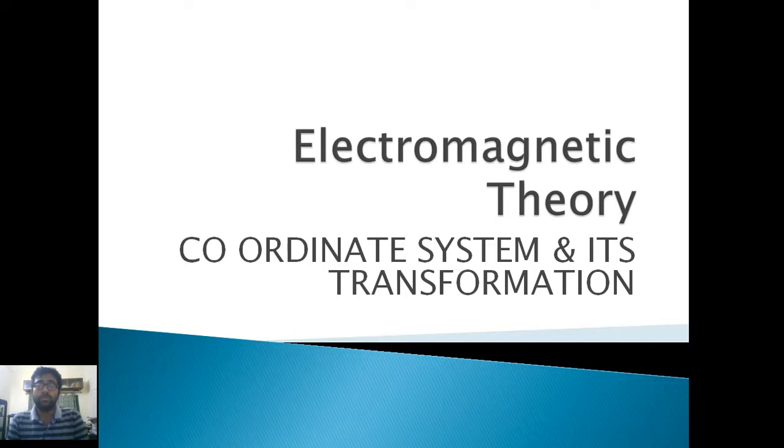Today we will be talking about different kinds of coordinate systems and their transformation. In the previous lectures I described the Cartesian coordinate system and the circular cylindrical coordinate system. In this lecture I am going to talk about the spherical coordinate system, how it works, and how we can transform a spherical coordinate system into a Cartesian coordinate system, or a Cartesian coordinate system into a spherical coordinate system. So let's begin.